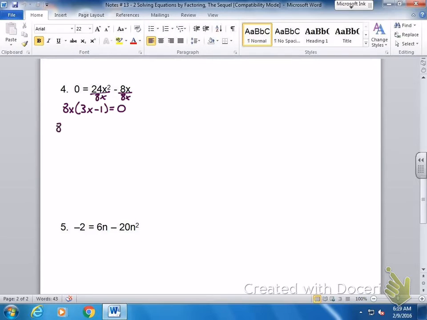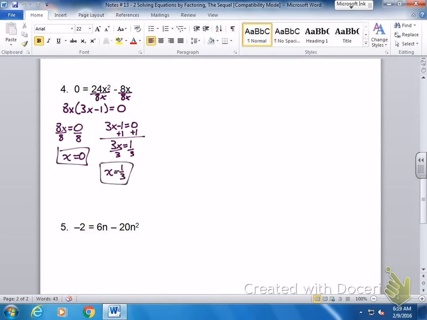So let's set both of our terms equal to 0. So 8x equals 0. 3x minus 1 equals 0. When you have something times x that equals 0, just divide by it like you normally would. 0 divided by anything gives you 0. So one of our solutions is 0. Over here, I need to add 1 to both sides. And I get 3x equals 1. When I divide by 3, I get my other solution, which is x equals 1/3.